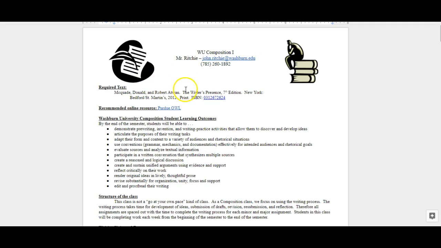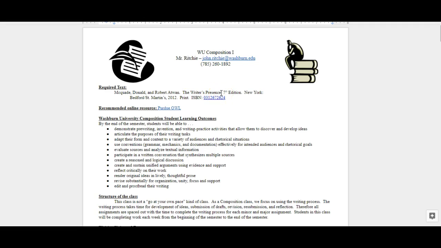The required text is going to be the Writer's Present, 7th edition. Everything throughout the syllabus is hyperlinked. So this number right here, for example, takes you to an Amazon link where you can purchase the textbook used, or hopefully you've gotten it already through the university bookstore. Our recommended online resource that we'll be using periodically throughout the short semester is the Purdue Online Writing Lab. That is the Purdue OWL site. We'll talk about that in later screencasts as we get to the point of integrating research with our essays.